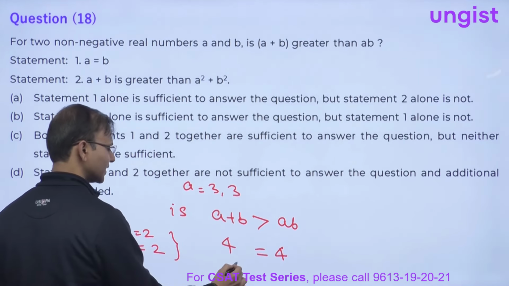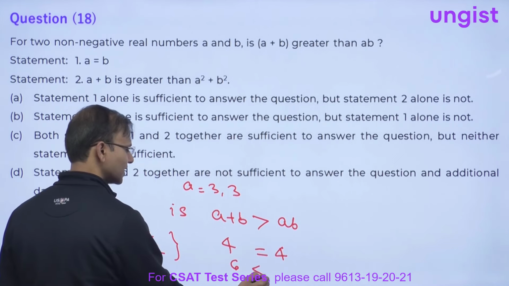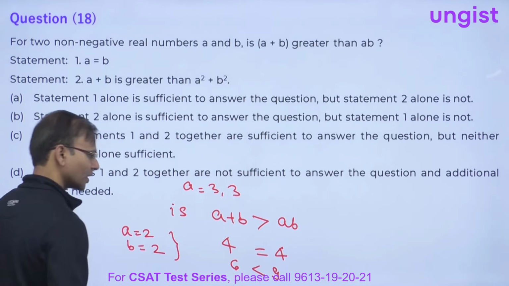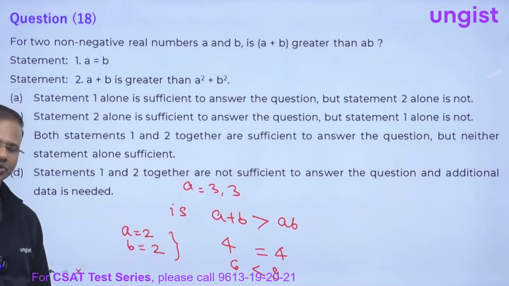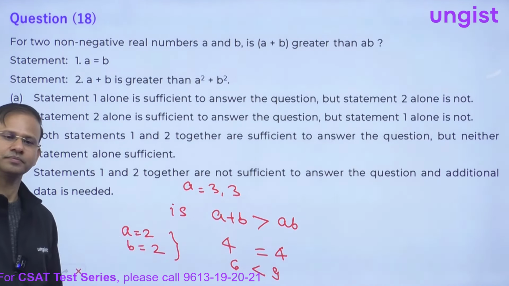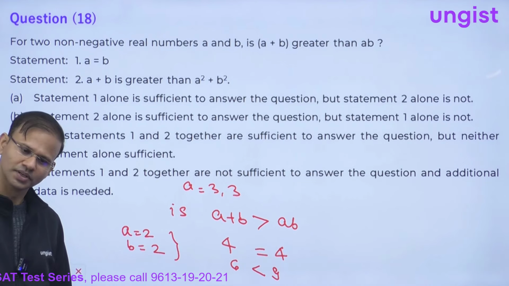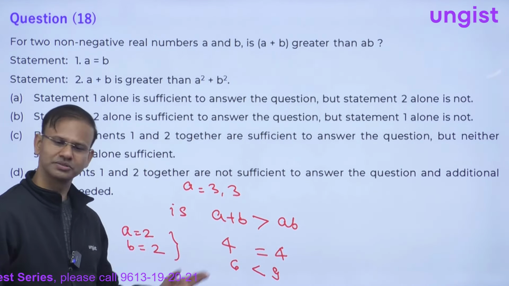Or if we have considered both numbers as 3, then 3 plus 3 is 6, and 6 is less than 3 squared, which is 9. So guys, it can be either equal to or less than. 0 also gives you 0 on both sides.